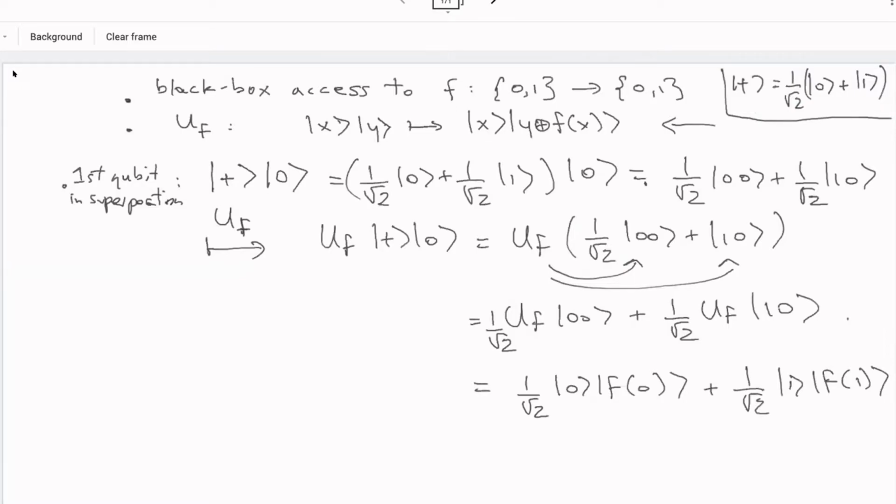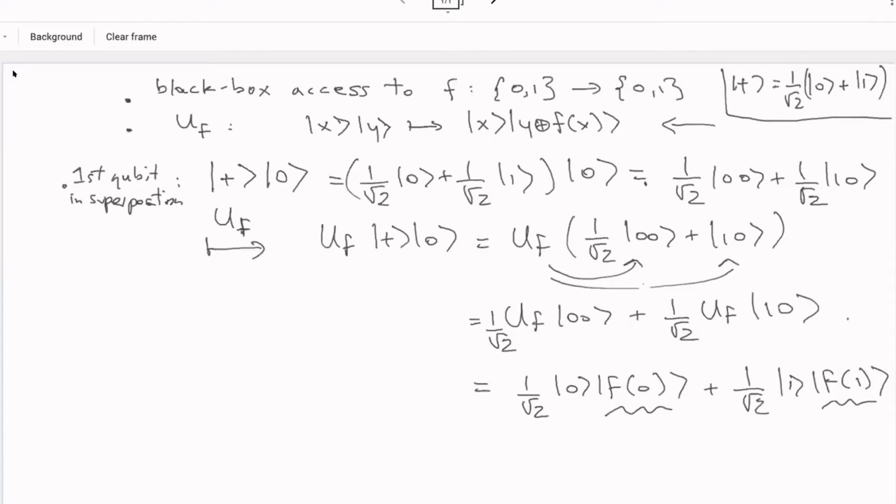And so if I put the first qubit in superposition, then what I end up with after applying U sub f is a superposition of f of 0 and f of 1. But if I do measure, I get each of them with 50% chance. I don't actually get information about both simultaneously. Okay.